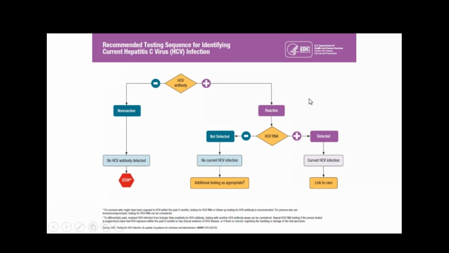So now this chart here highlights the CDC's recommended testing sequence for identifying current HCV infection. So it usually begins with the HCV antibody screening test. If this test comes back non-reactive, it means there's no HCV antibody detected, so you stop testing. However, if the person has had a recent exposure, there should be a follow-up test within 6 months.